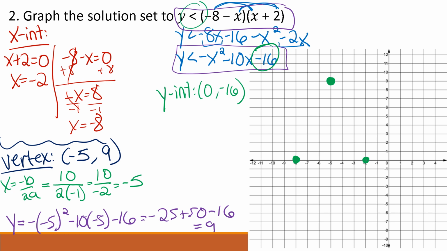It's just a less than. So what do we think, solid or dashed? It'll be dashed. So we connect our dots, we're doing dashed. We're not going to cross the y-axis, so down at -16, don't cross it yet. And it's a less than, so we're going to shade below the graph. So this time we went down here.